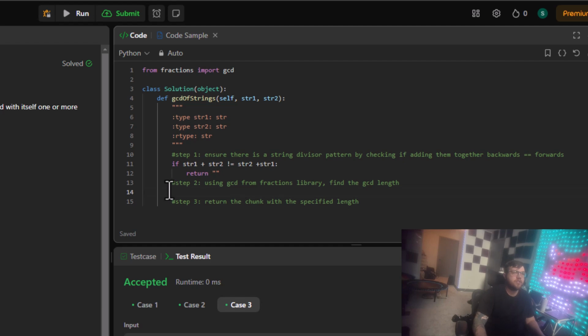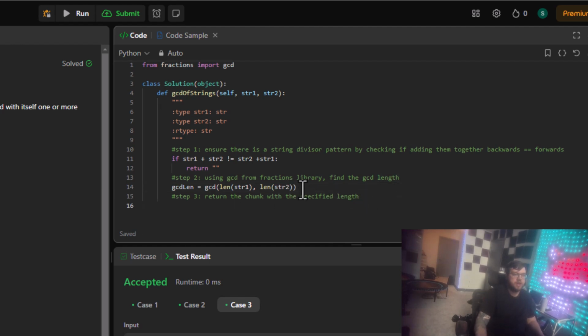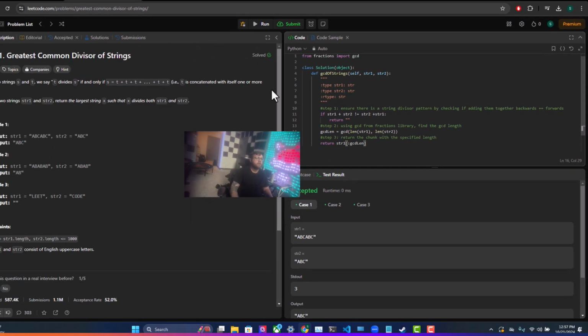And then we're going to use the fractions library up here, and that's going to give us the length of the most common denominator. So if we do this equals GCD string 1 and string 2. And then after we do that, it's going to basically give us, for this one right here, it's going to equal 3, because ABC is the most common denominator. But then we're going to return string 1, put the slice of it up until the greatest common denominator length.